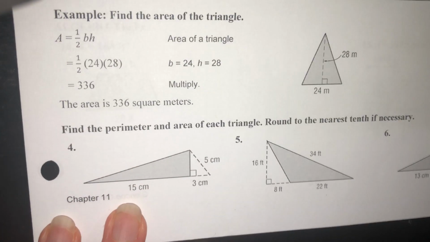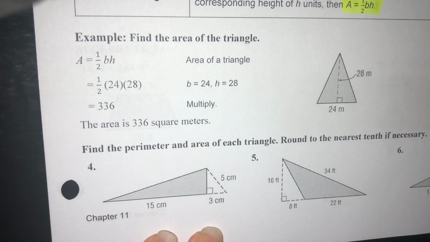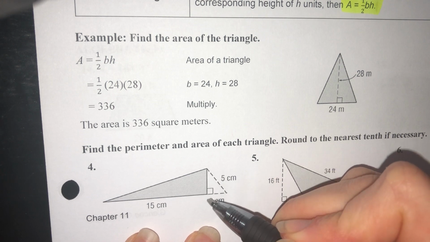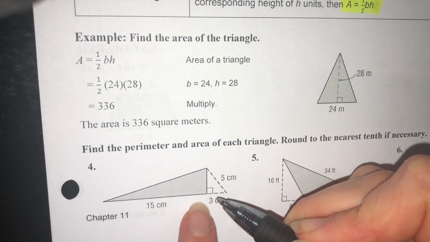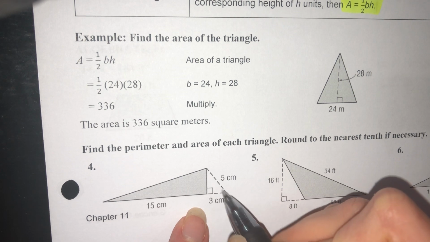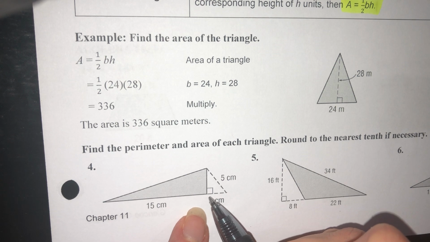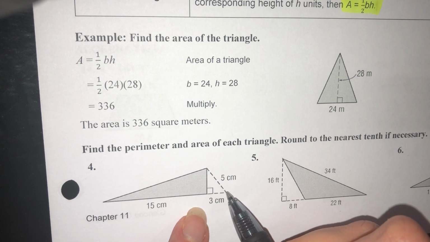We know that the base is 15. And we need to know the height, which is right here, this perpendicular line coming up from the base. We do not know how long it is, but they gave us this little dashed line triangle out here to help us. We know this one has a leg length of 3 and a hypotenuse of 5.